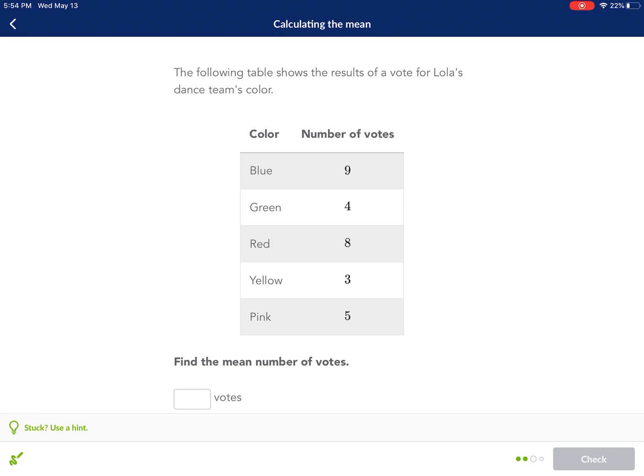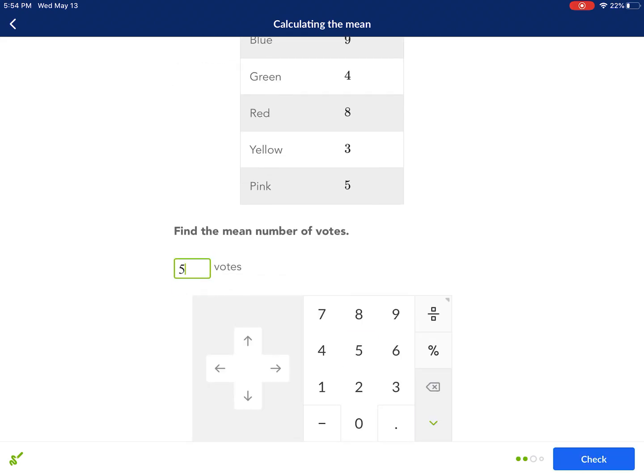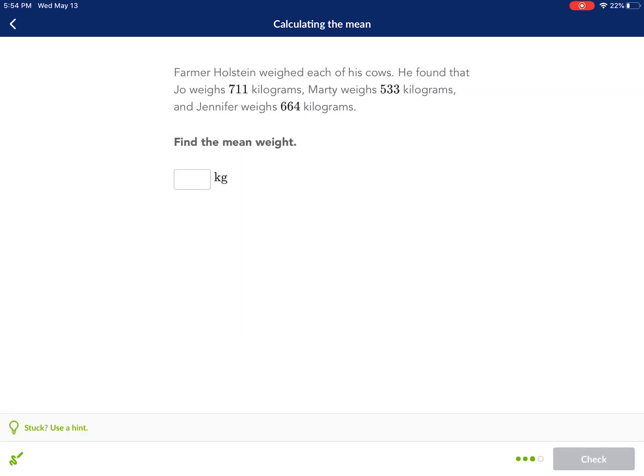Now, showing your work on that, I would write the total. So 29 divided by the 5 different colors. So each color got an average of 5.8 votes. All right, so 5.8 votes. Check that. All right, so let's keep going.